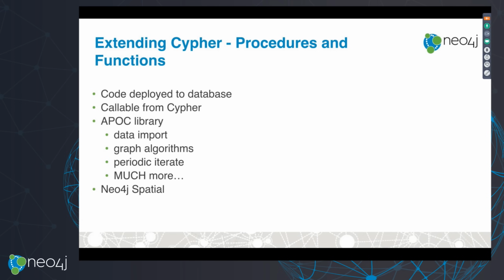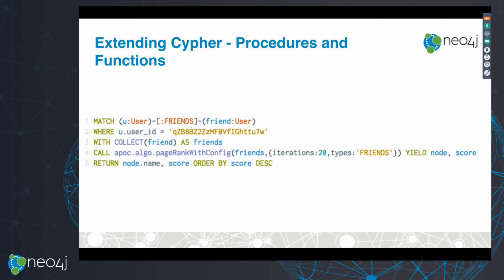There's also a set of spatial procedures that expose things like creating spatial indexes, searching these spatial indexes using procedures. And there's also a GraphQL integration for Neo4j that translates GraphQL to Cypher and allows you to serve a GraphQL endpoint from Neo4j. So Neo4j is very extensible, and the mechanism that we use to extend Neo4j is through this user-defined procedure and function interface.